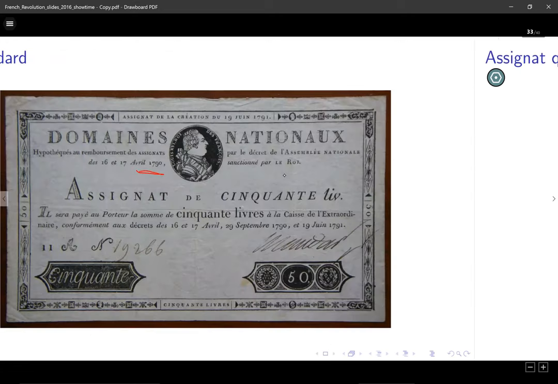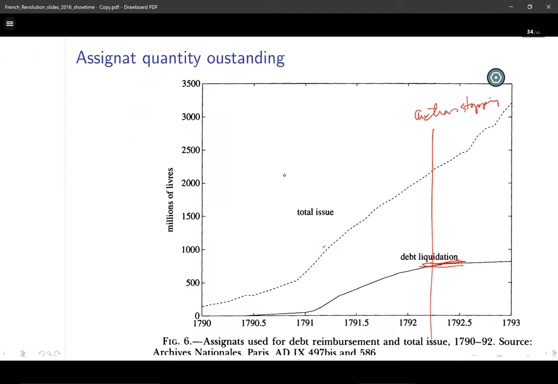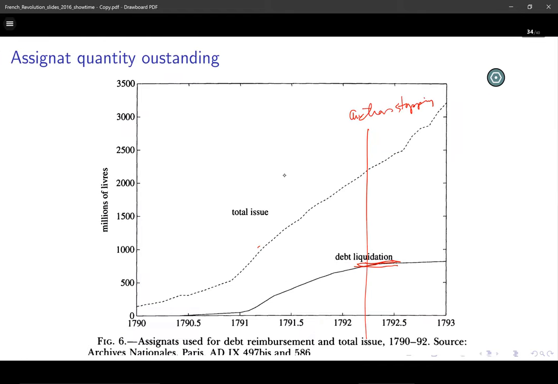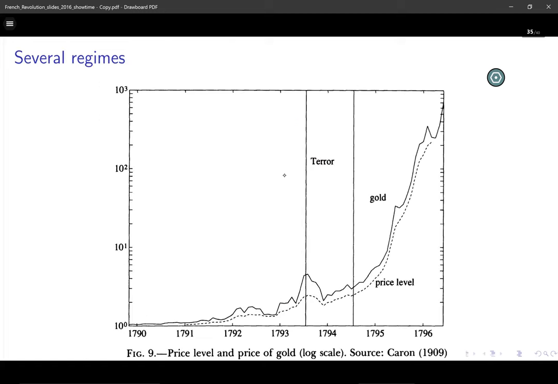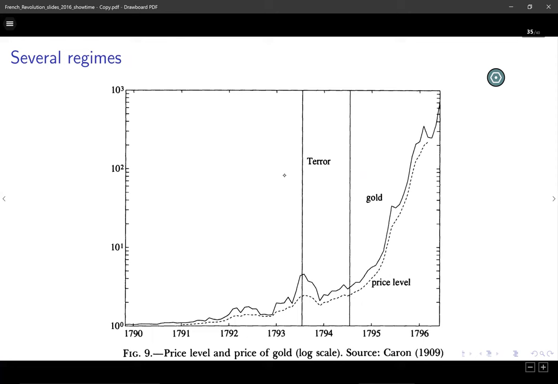The notes they print after that look just like this, except now you can't use these to buy church land. Okay, what can you use them for? Well, we'll get to that in a minute. So here's what happens. This is a history of the price level. What Adam Smith told you is if you did something like this, this graph is going to record several things.